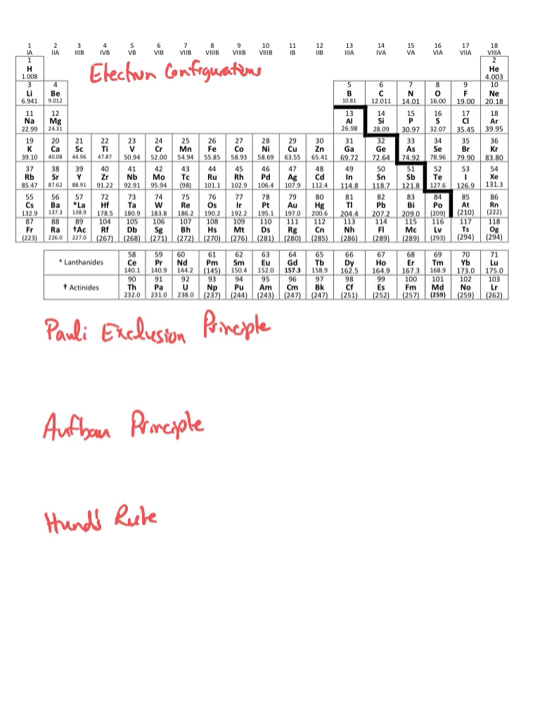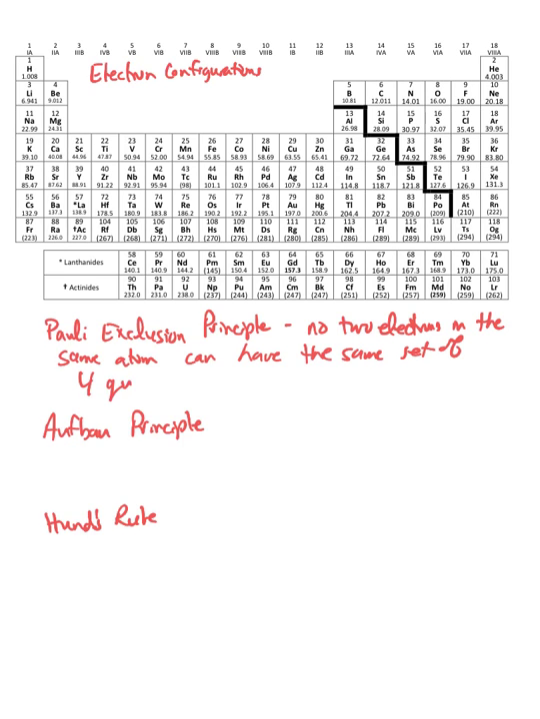The Pauli exclusion principle says that no two electrons in the same atom can have the same set of 4 quantum numbers. Remember n, l, m sub l, and m sub s. So no two electrons in the same atom can have the same set of 4 quantum numbers.